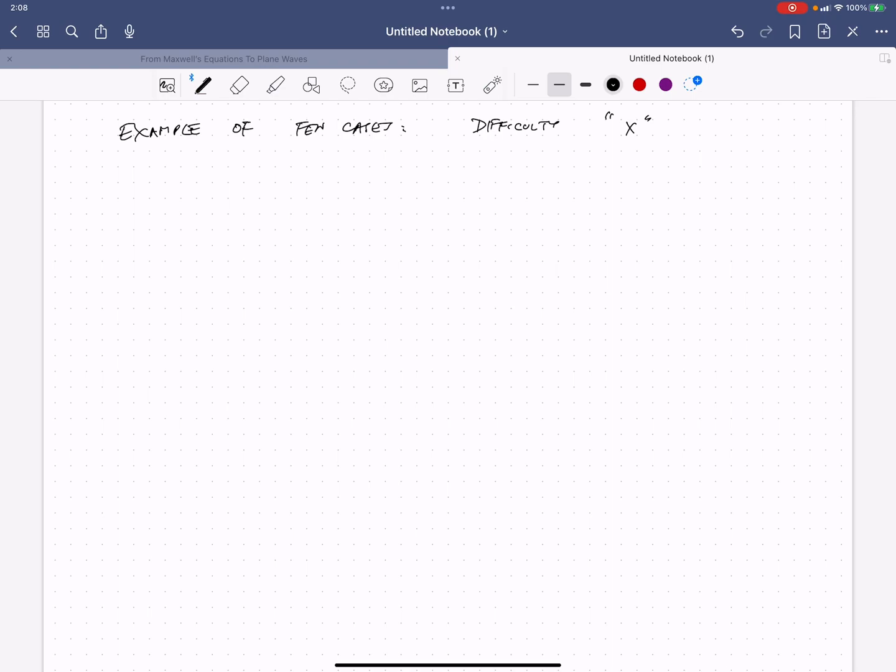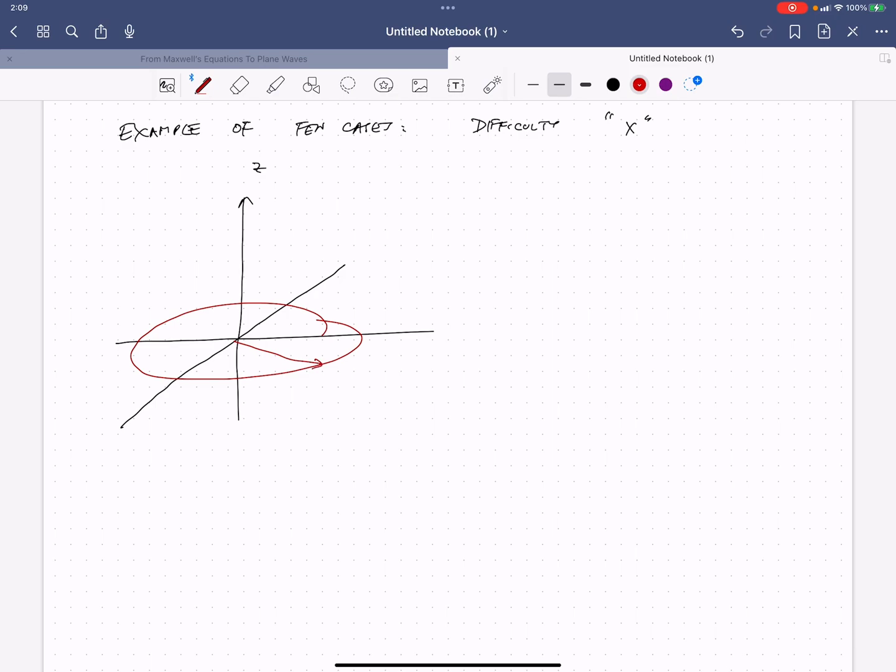So let's say you have a situation where, again remember we're in cylindrical coordinates, you have the z-axis. In cylindrical coordinates you have the z-axis, and then you have r, and phi, and then z. So that's cylindrical coordinates.